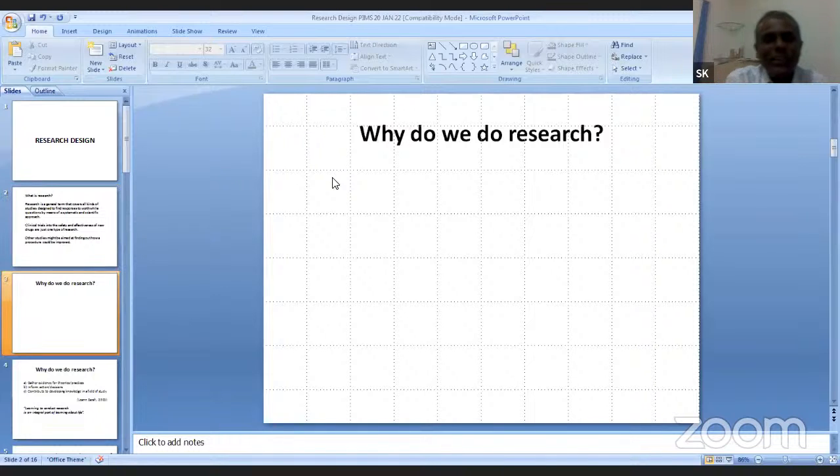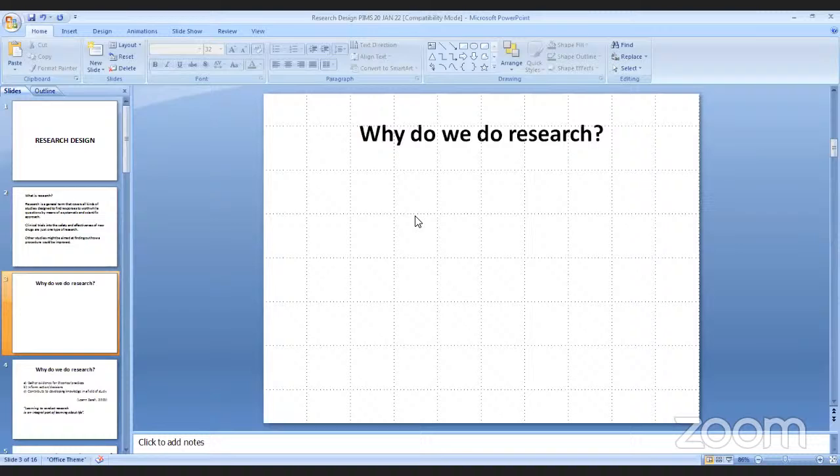Then the key question is, why do we do research? Anybody would like to just take the bite and answer this question? Why do we do research? To know something new about already existing thing or theory or concept.